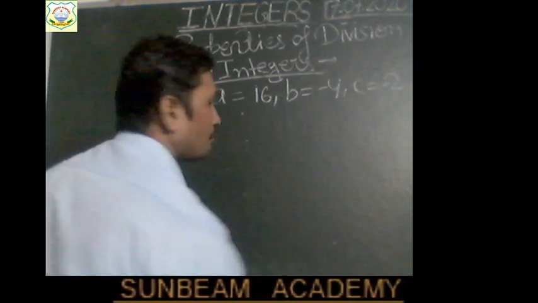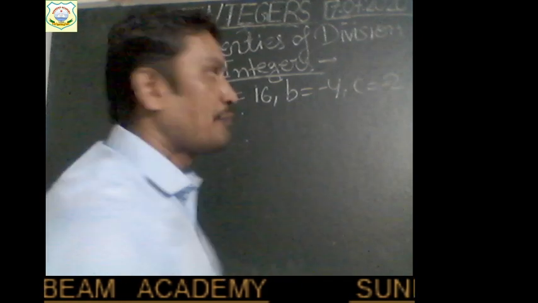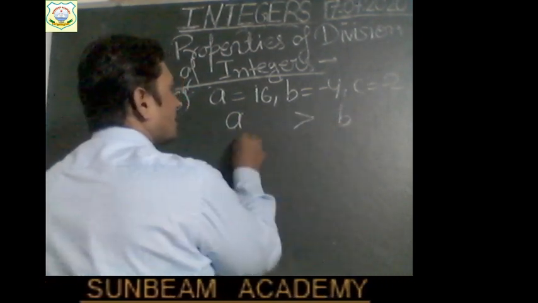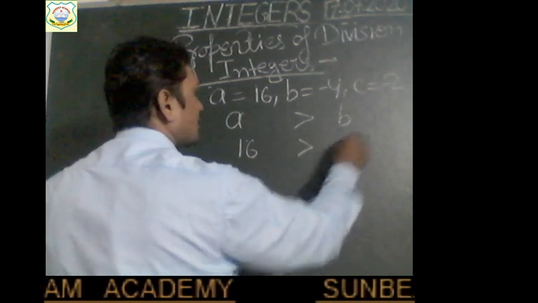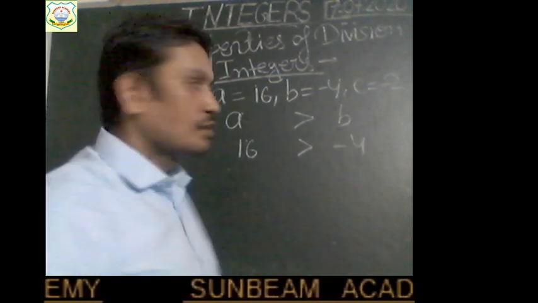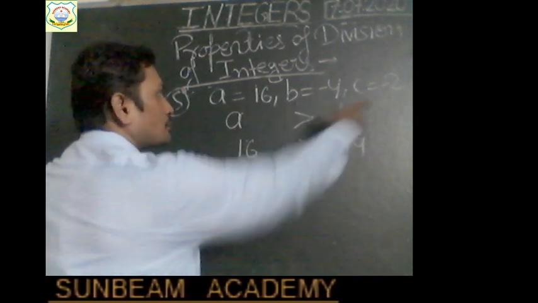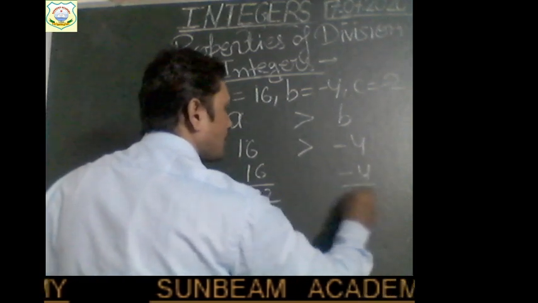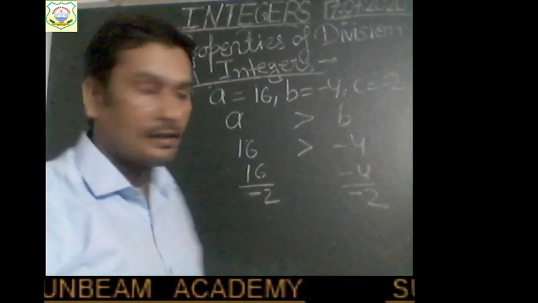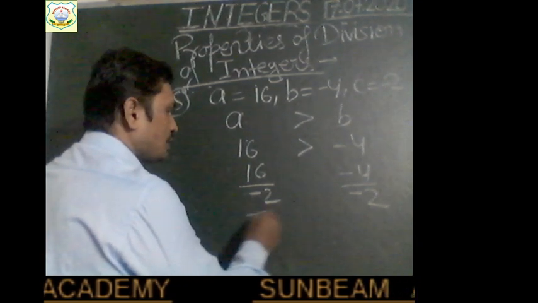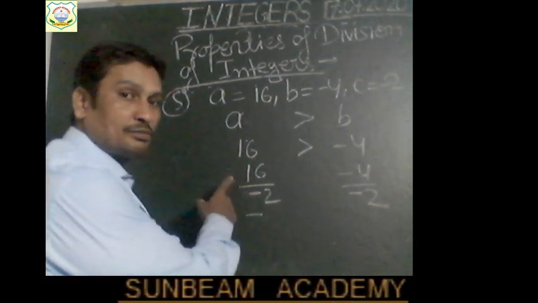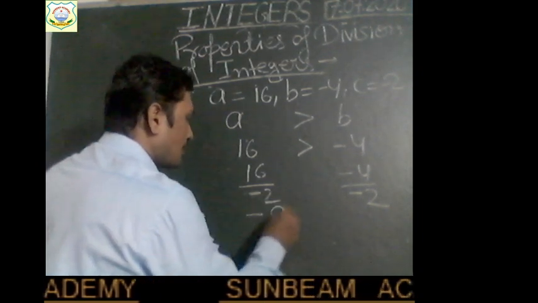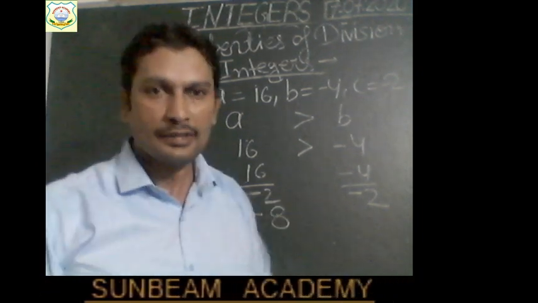If C is minus 2, children, then what happens? A was greater than B, right? Because 16 was greater than minus 4, children. Am I right? Now divide both of them by minus 2. So 16 divided by minus 2 and minus 4 divided by minus 2, right? So what happens? Plus 16 divided by minus 2, plus minus will become minus, and 16 divided by 2 equal to 8.